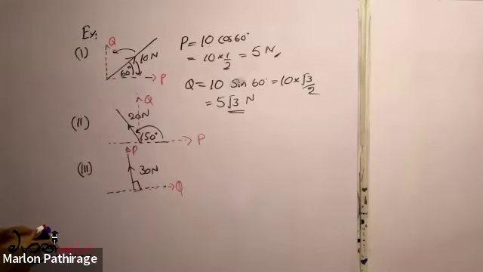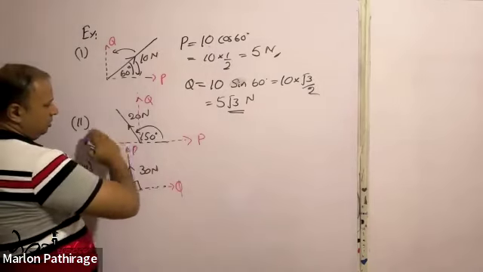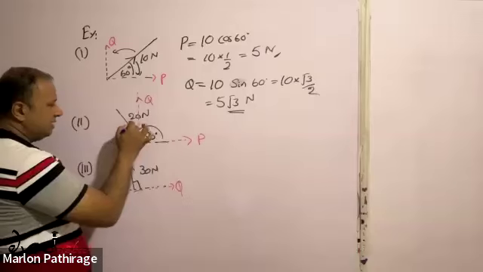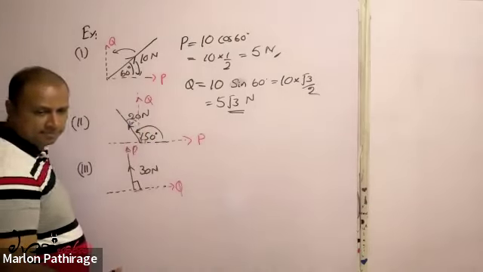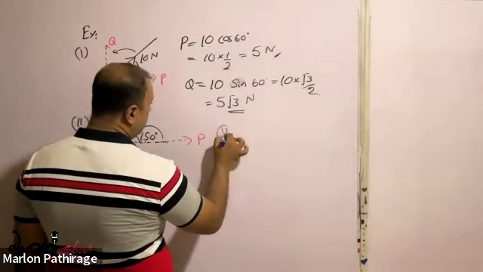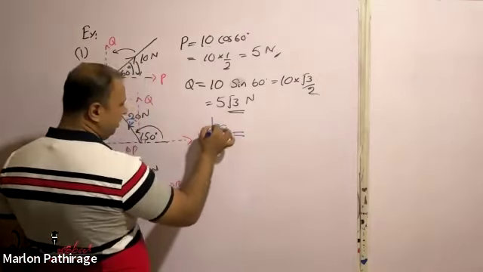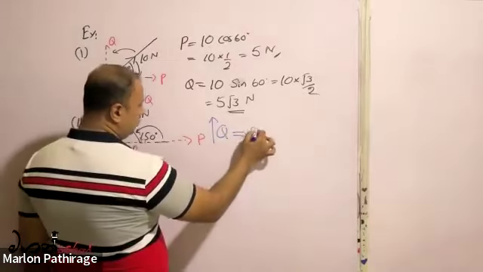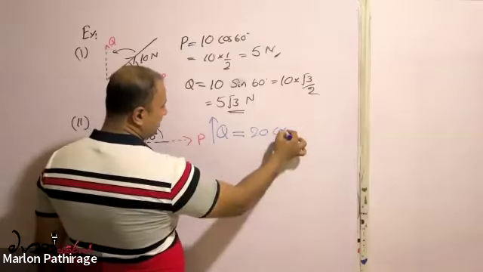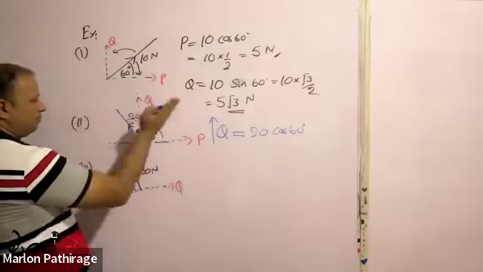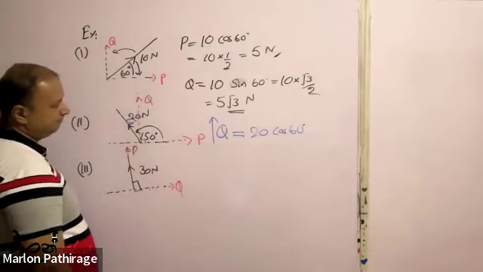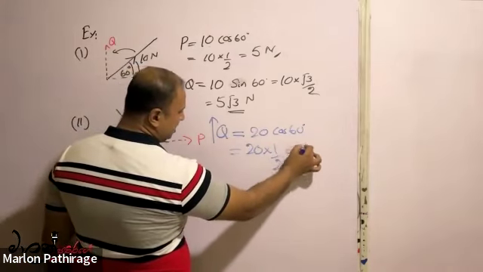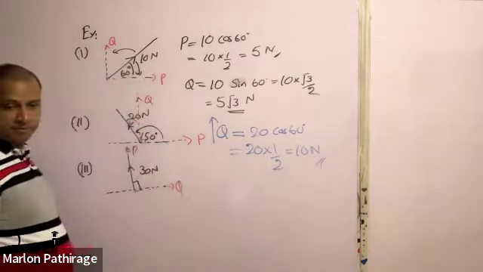Okay, the second one. One angle is 90, this angle is 60. Therefore, Q is in the upward direction. It is equal to 20 cos 60. Therefore, 20 into cos 60, which is half, is 10 Newton.